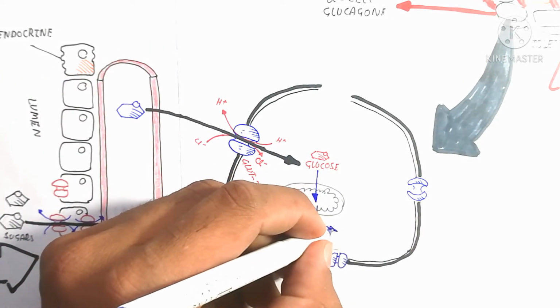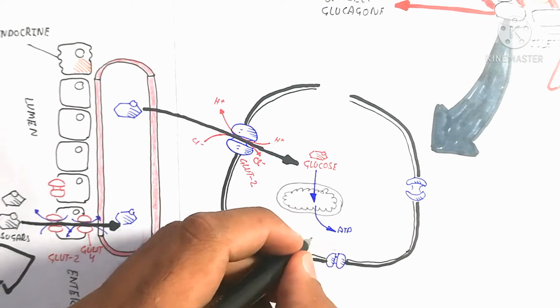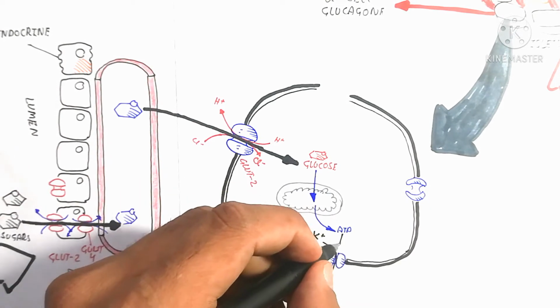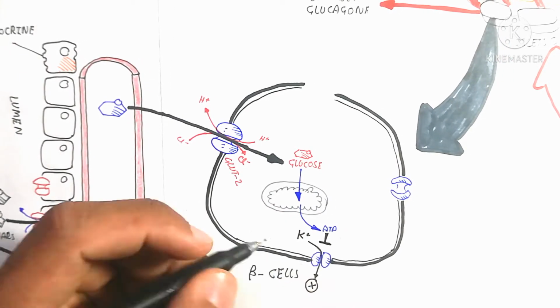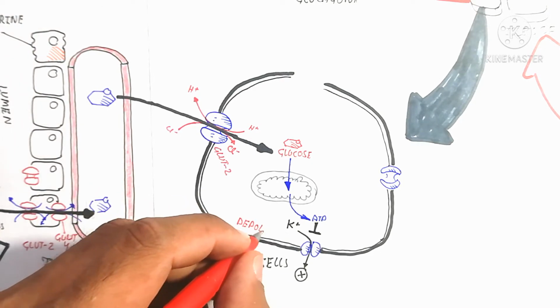What is important to know here is that glucose will move inside the mitochondria and produce acetyl-CoA to go into the Krebs cycle and electron transport chain to produce ATP, and this ATP will inhibit the movement of potassium outside. So efflux of the potassium is inhibited.